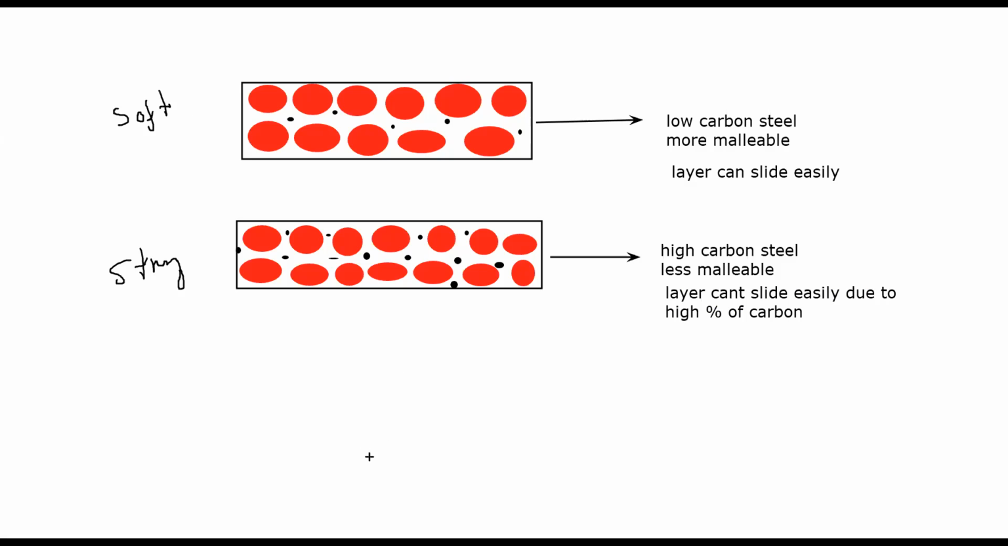So when we sketch a graph for percentage of carbon and malleability, as the percentage of carbon increases, the malleability will decrease. Is it clear? This is the reason.